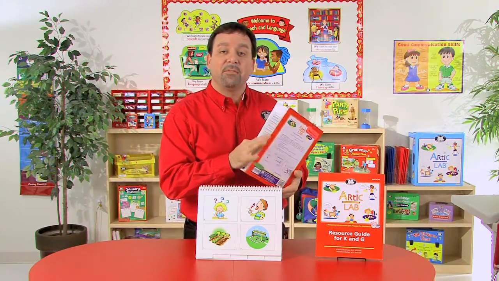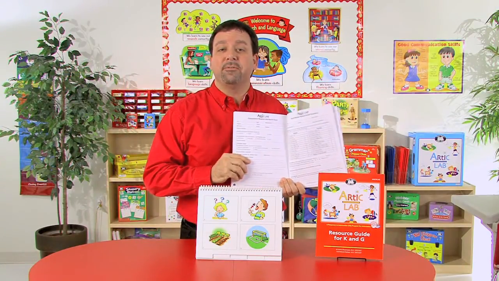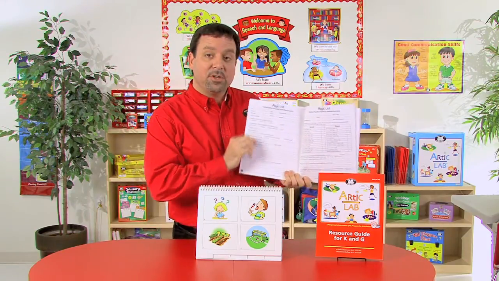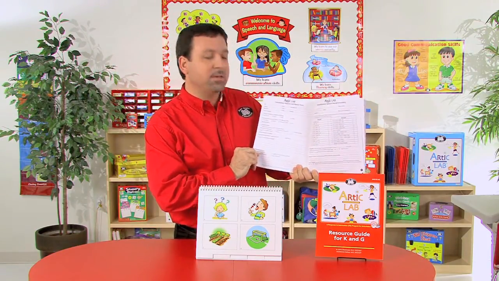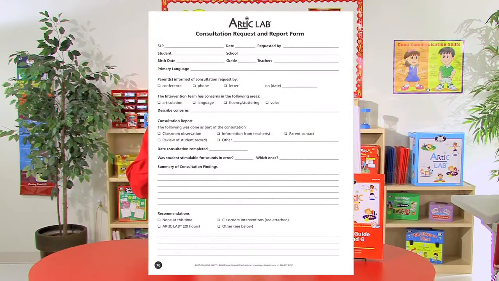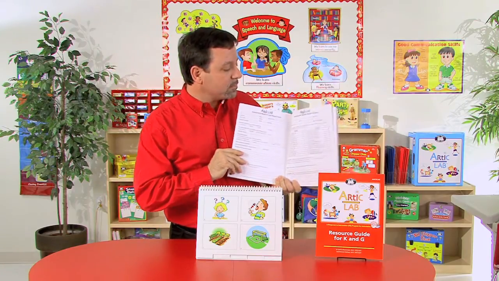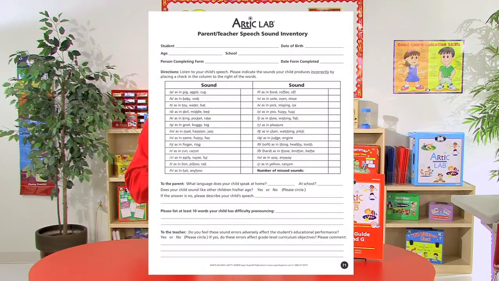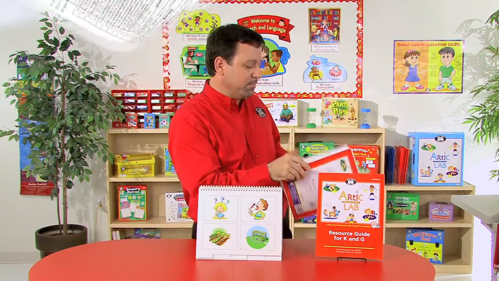As we look at the back of the resource guide, these are some important forms that we will use when we're implementing the ARtIC Lab. First, you'll notice we have a consultation request and report form. This could be from the teacher, or it's a form that's just going to fill out, these are the concerns that I have for this particular student. We also have a parent-teacher speech sound inventory so that we can get a couple of different views on how well that student produces these sounds in their spontaneous speech.